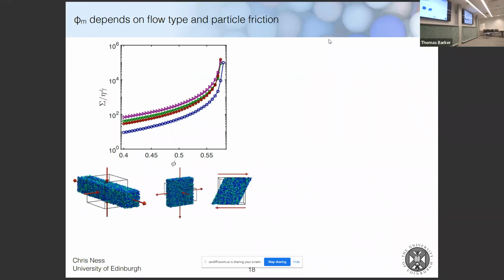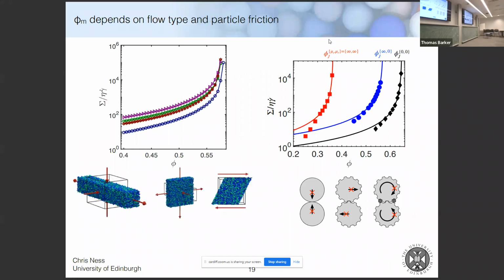So just a couple of examples of some simulation results that add a little bit of complexity to this. On the left-hand side here, the simulation I described on the previous slide was using a simple shear flow, which is this one. This is kind of a cartoon of what happens. So we distort the system like this. You can imagine other types of deformation where we squeeze the box in various directions.